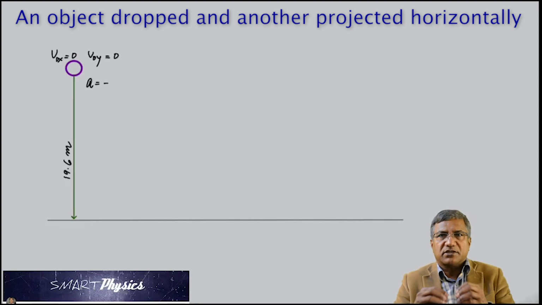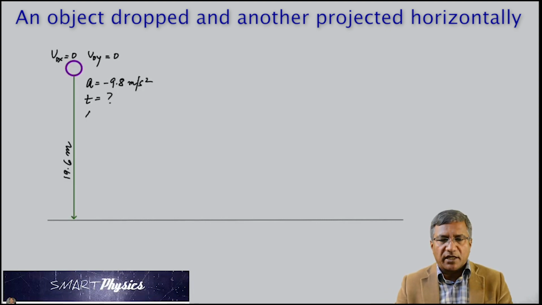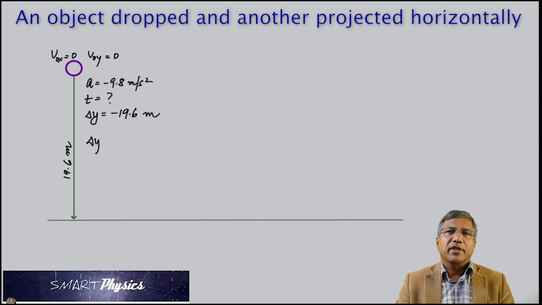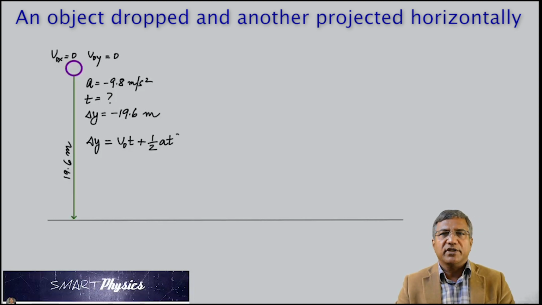And if this object is dropped, the acceleration is the acceleration due to gravity, which is negative 9.8 meter per second squared. And we are trying to find the time that it takes to hit the ground. We know that delta y is negative 19.6. Negative because it's going down. And so the formula that has these four terms is delta y equals v naught t plus 1/2 a t squared. So plug it into that formula.